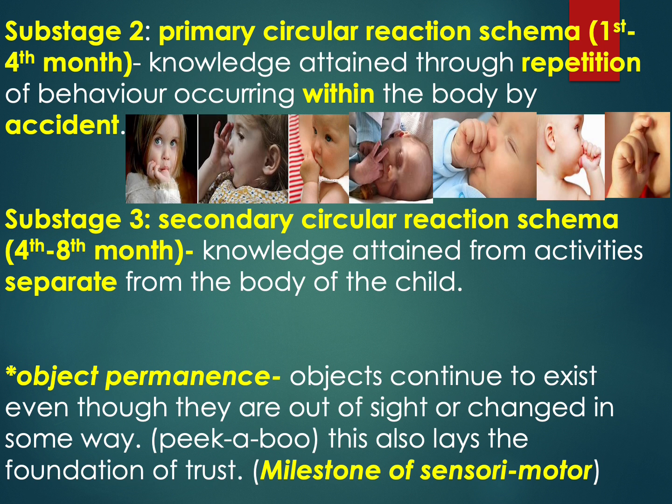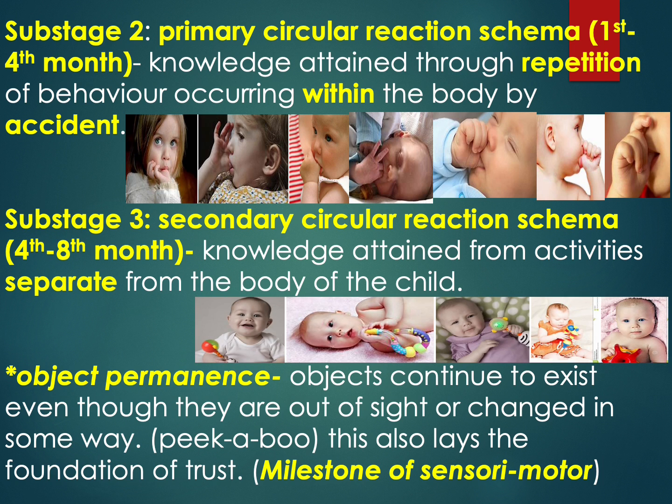So, like I said, that's primary circular reaction schema. An accident occurring within the body, the child finds it pleasurable. What happens? The child repeats the behavior. We also have the secondary circular reaction schema. The accident occurs separate from the body. The child finds it pleasurable. Therefore, the behavior is repeated. So that's secondary circular reaction schema.